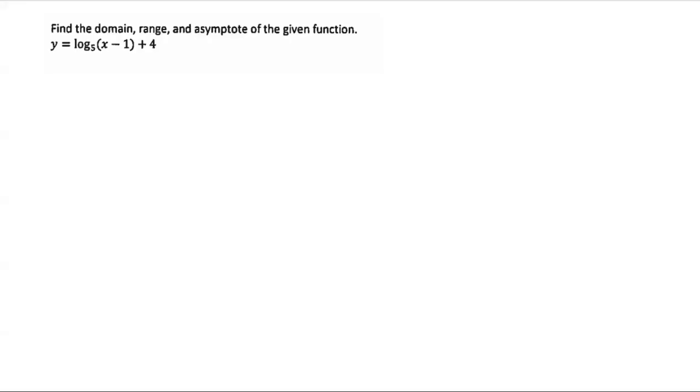Okay, so this question, they want us to find the domain, range, and asymptote of the given function. So again, it's so vital to understand what the graph is doing. If we were to draw the parent graph of the original function, we have y is equal to log of x. It's going to do something like this. That's what the log of x is saying.